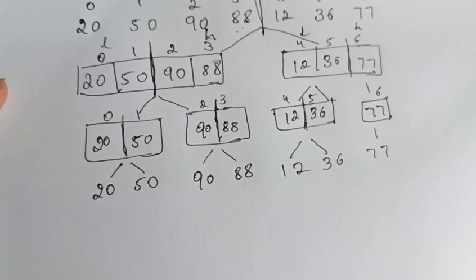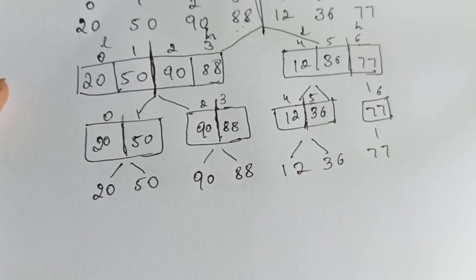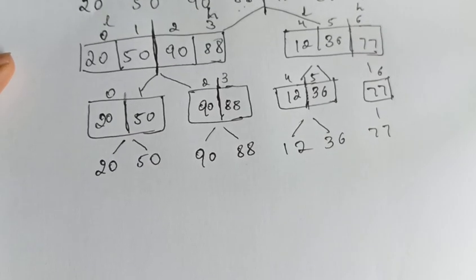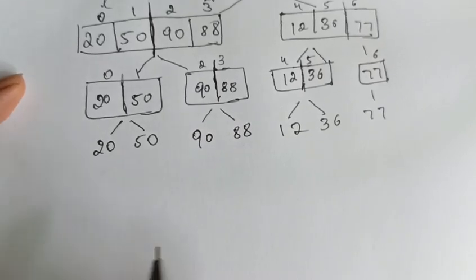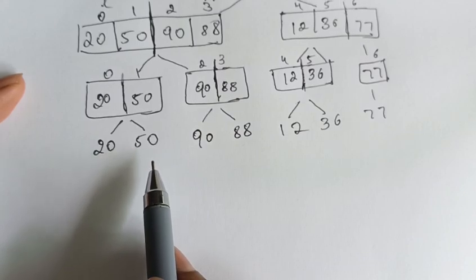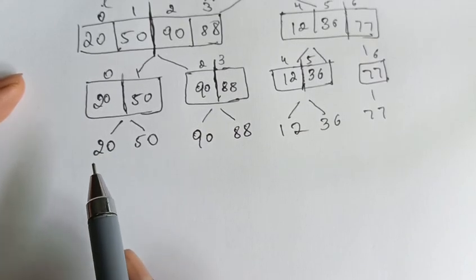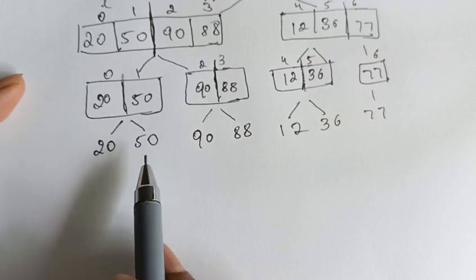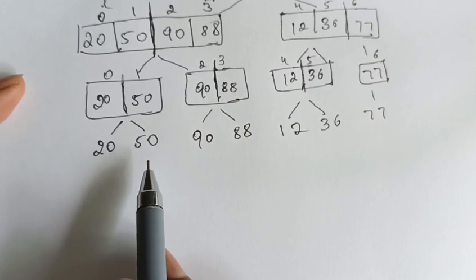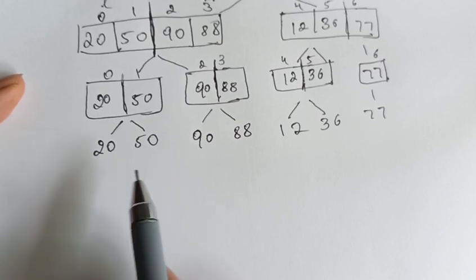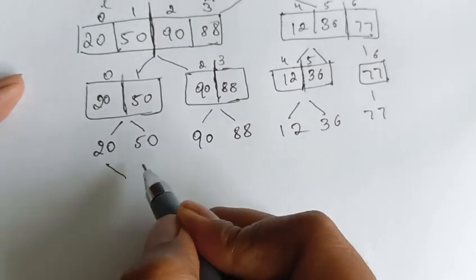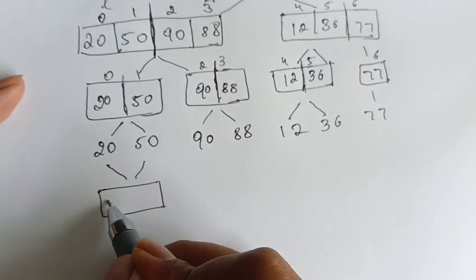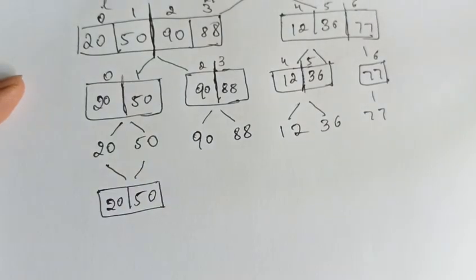Now I have to go for merging and sorting. While merging you have to sort and then you have to merge all the elements. So here again I'll take 20 and then 50. I have to merge these two. Before merging you have to compare. Is 20 less than 50? Yes, the condition is true. If the condition is true, then no need to swap. If the condition is false, then you have to swap these two elements. The condition is true, so I'll just merge these two elements, 20 and 50.